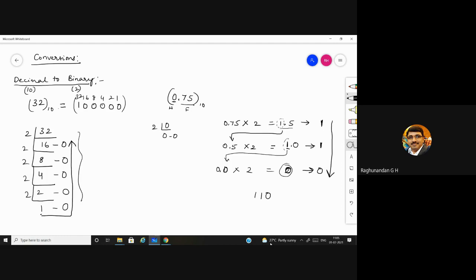So the final answer: the whole number equivalent is 0 up to that point. In the place of 0.75, we need to write this 1, 1, 0, and you need to write it base 2. Here also base 2. So writing base 2 is very, very important. Otherwise, if you don't write 2, it might be read as one lakh. It is not one lakh, it is 32. So don't forget to write the base.